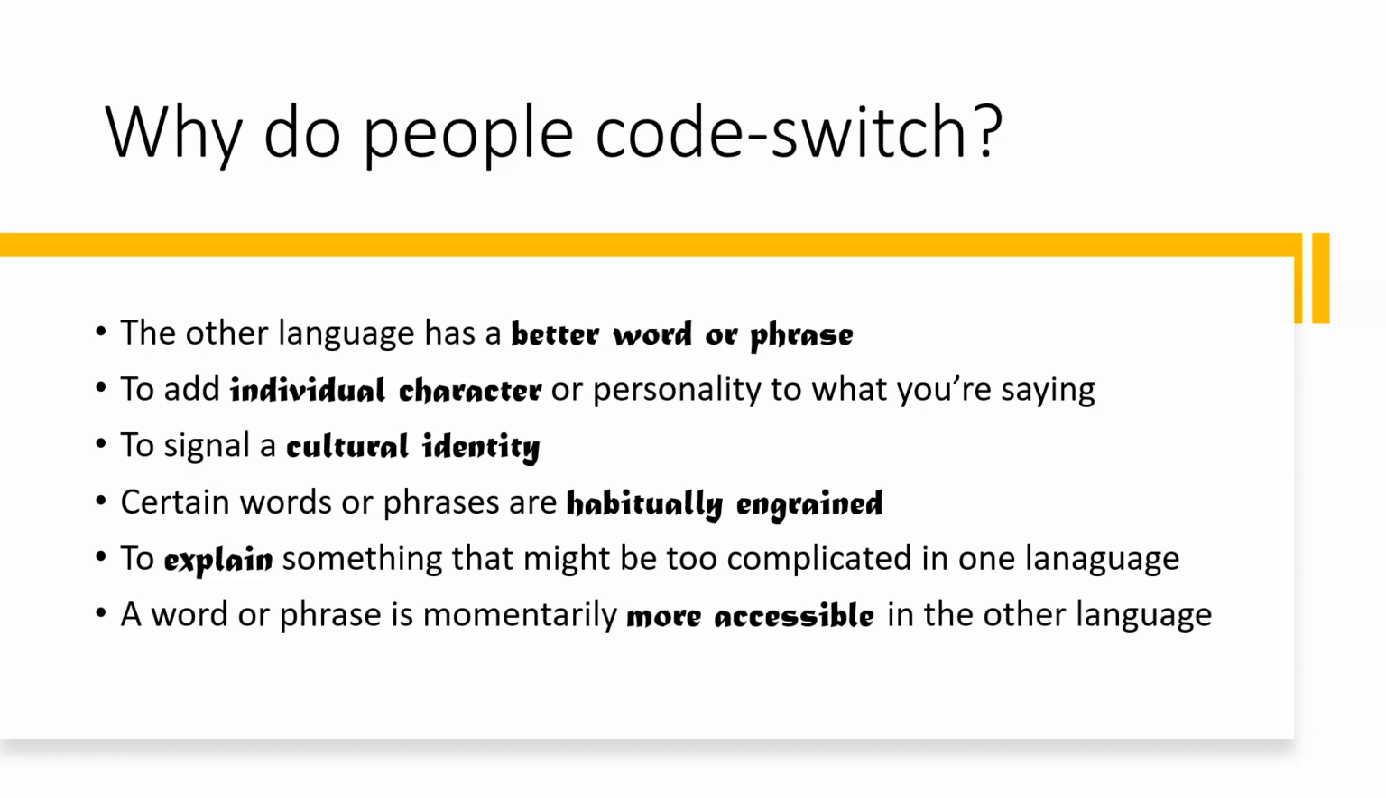They also might code switch if a word or phrase is momentarily more accessible in the other language. So this principle differs from the previous one, because in cases like pero versus but, you will see that these are habitually ingrained, but in some cases they're only momentarily more accessible. It's not a permanent thing, but they become more easily accessed because of certain factors related to the sentence that's being spoken. So let's talk about a couple of examples of that.